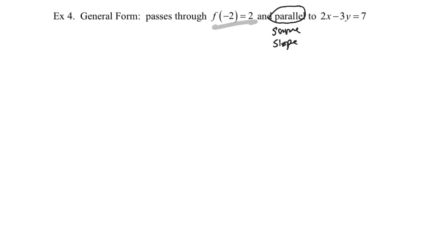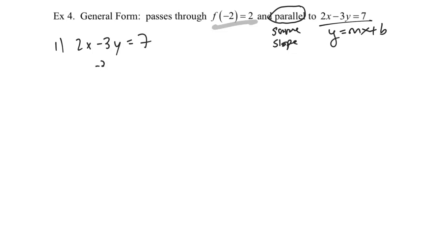Same slope as what? Well, the same slope as this line right here. And so how are we going to find the slope of that line? We're going to put this line into what's called slope-intercept form by solving for y. So that's the first step: I'm going to find the slope by taking that equation, 2x minus 3y is equal to 7, and I'm going to transform this equation so that it says y equals.